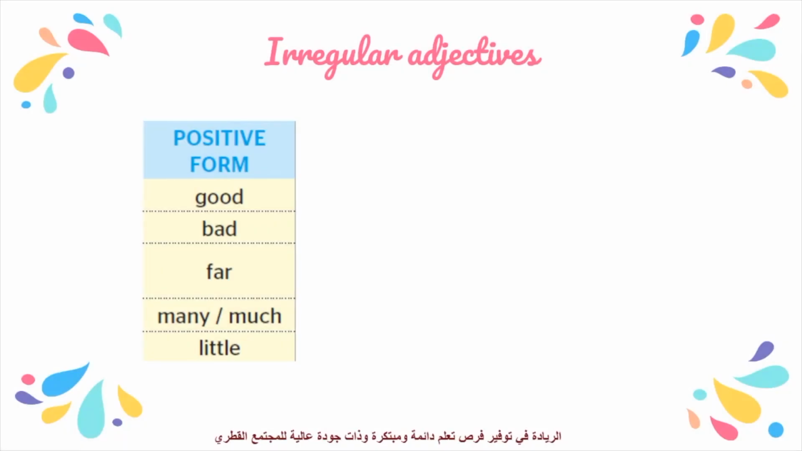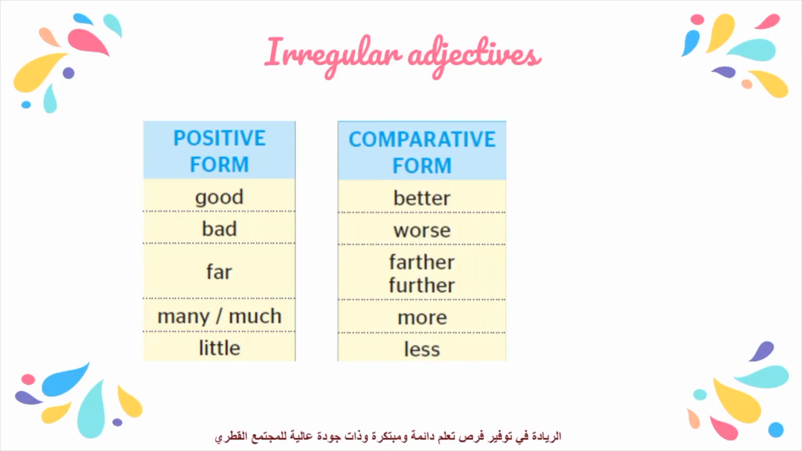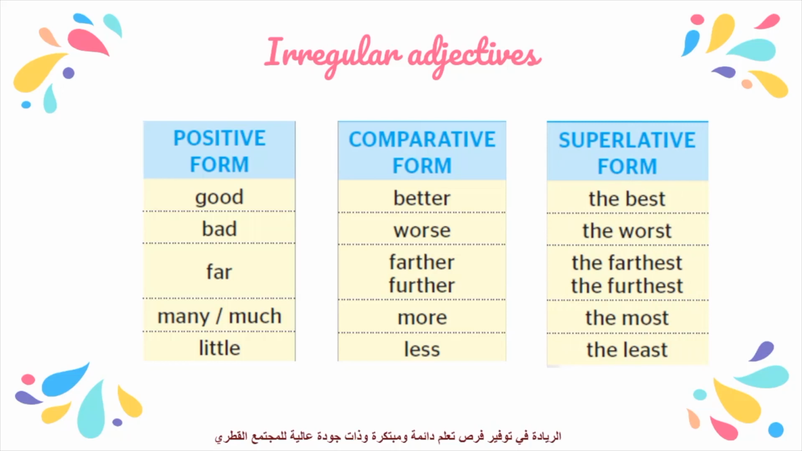We have what we call irregular adjectives. These are adjectives that do not follow the normal rule. These are good, bad, far, many, much, and little. For the comparative form, they become better than, worse than, farther or further than, more than, and less than. For the superlative form, they become the best, the worst, the farthest, the furthest, the most, and the least.